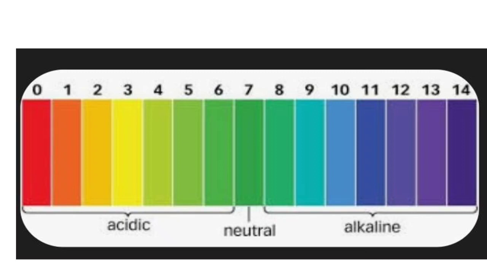Now it has that part between 0 and 6, which is acidic. At 7 we have the neutral solution. Then all the way from 8 to 14 we have alkalinity. Now we have strong acids ranging between 0 and 4. Then 5 and 6 is for weak acids. Then from 8 to 10, that comprises weak bases. Then from 11 all the way to 14, those are strong bases. So that is what this particular chart is all about.